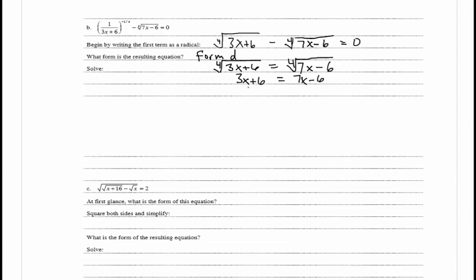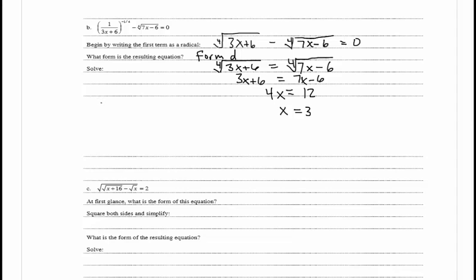And now I'm going to subtract 3x from both sides and add 6 to both sides. I have 6 plus 6, and that's equal to 12. And 7x minus 3x is equal to 4x. And then we're going to divide both sides by 4, and we get x is equal to 3. And now we want to make sure that 3 is not an extraneous solution. So we're going to plug 3 into our original equation everywhere where there's an x, and we're going to make sure that 3 is a solution to our equation.